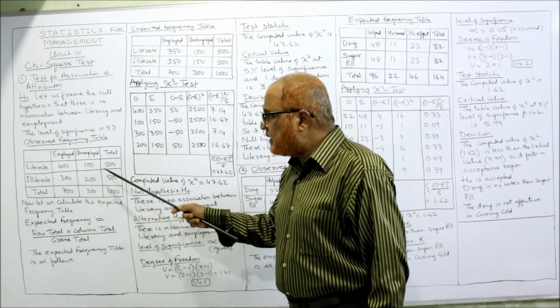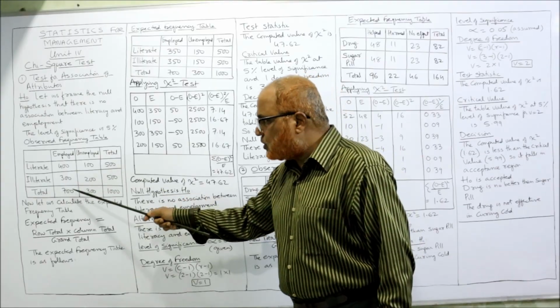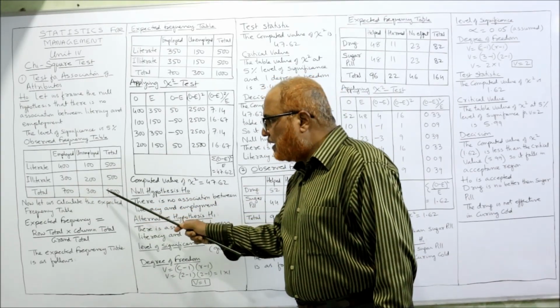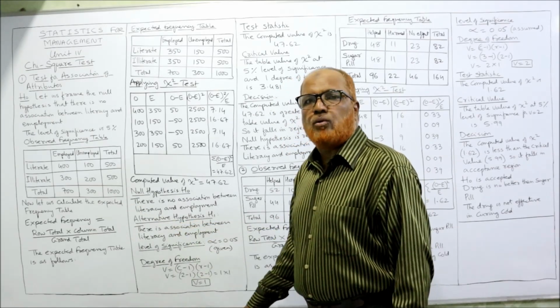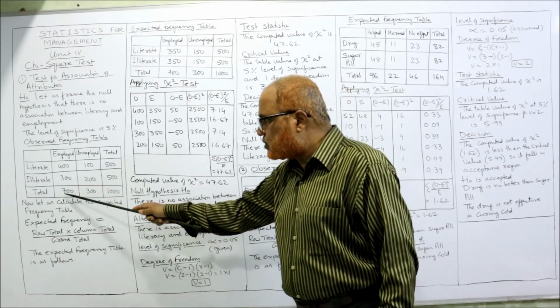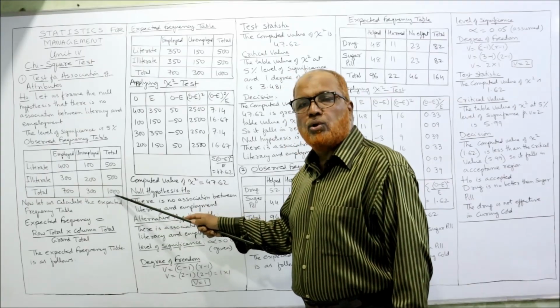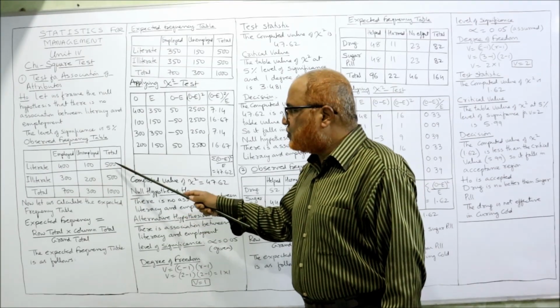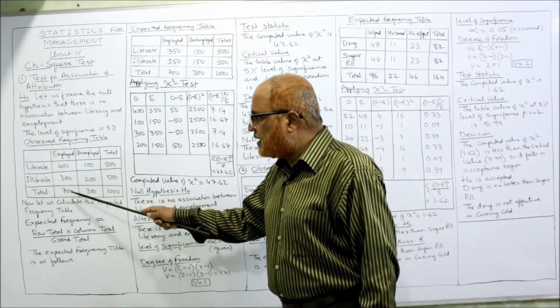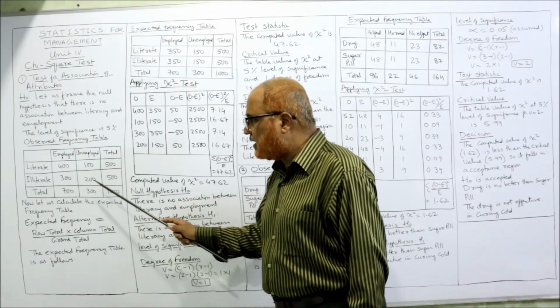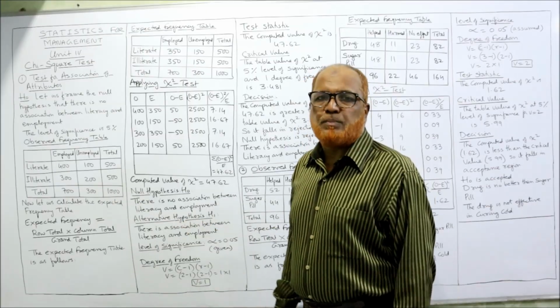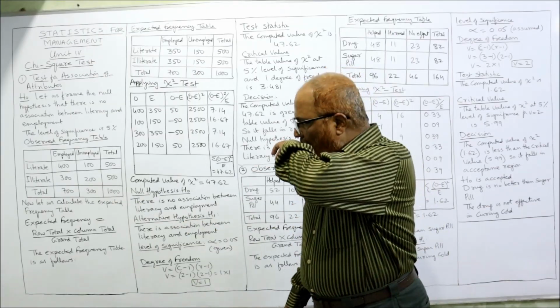So we have to multiply the row total 500 into 700 divided by 1000. Grand total is 1000. Why do we call it the grand total? Because it is a total of columns and also a total of rows. So grand total 1000. 500 is the row total, 700 is the column total. 500 into 700 divided by 1000, we'll get the expected frequency, right?